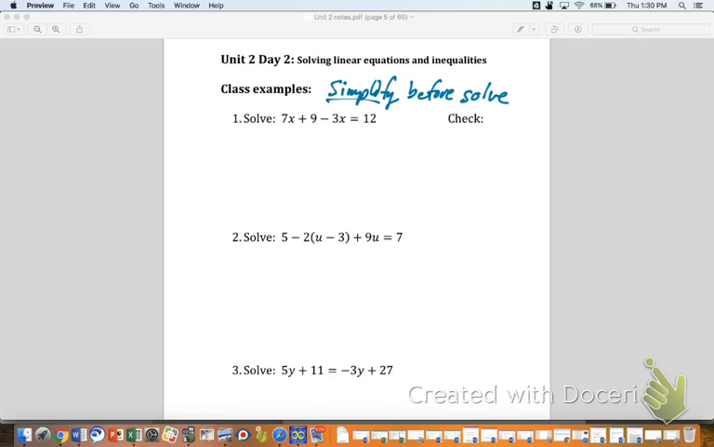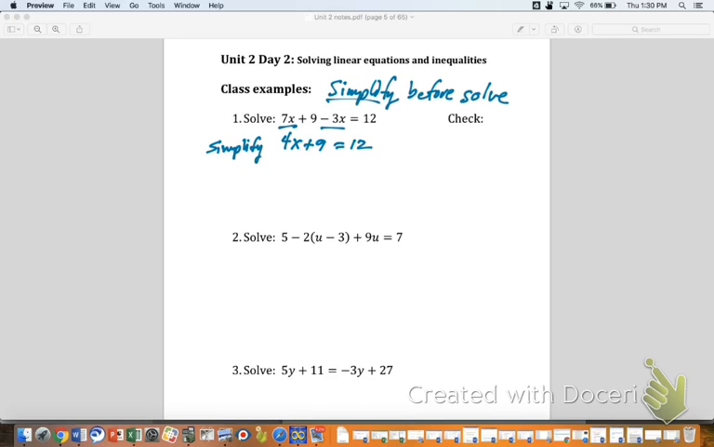Simplify could mean a lot of different things, so we're going to explore what some of those things might look like. For this first equation, did you notice the 7x and the minus 3x are on the same side of the equal sign? To simplify these, all we need to do is add the like terms. So 7x plus negative 3x is 4x. So I have 4x plus 9 is equal to 12. That would be my first step. My first step is to simplify, and we want to make sure we do that with all of these. Simplify it down.